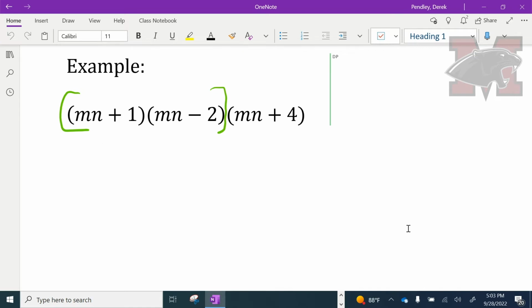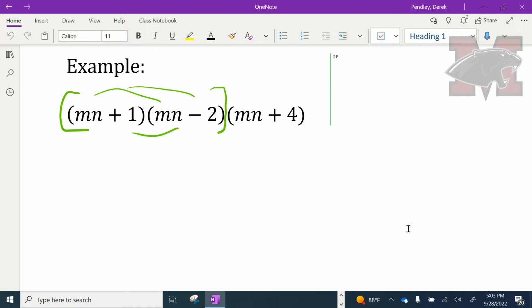Just as if it said 2 times 3 times 7, you're going to do the 2 times 3 first, and whatever you get, you're going to multiply it by 7. The same thing in polynomials. You take 2 at a time, combine them, and then just keep multiplying, however many you have to do. So we're just going to look at this. This is just basic FOIL.